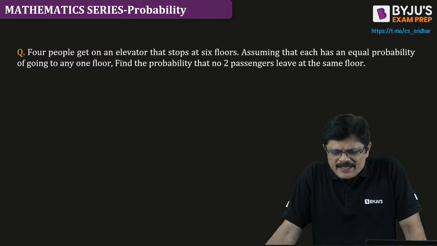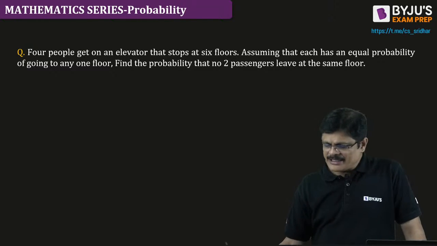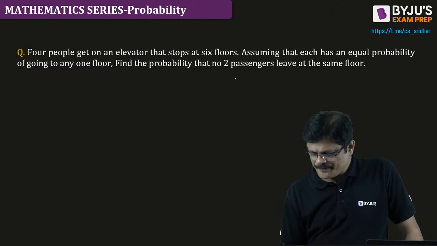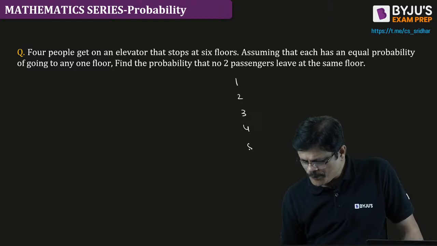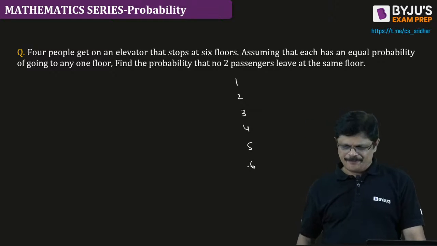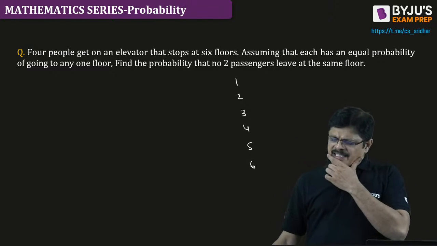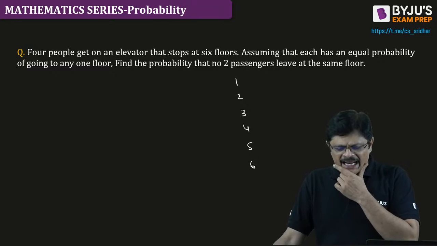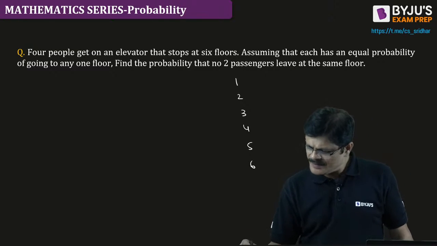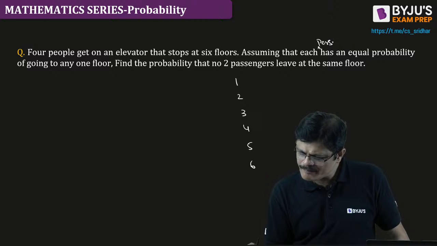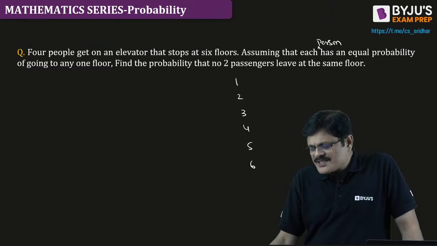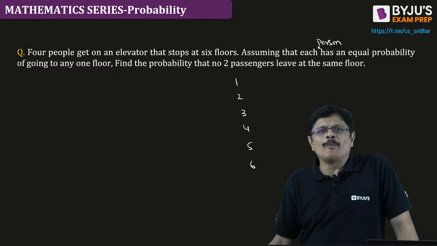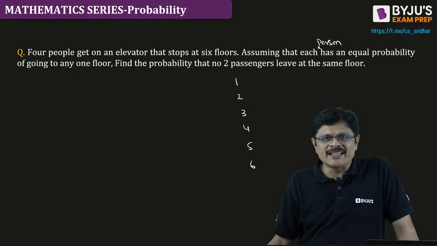4 people get on an elevator that stops at 6 floors. So we have an elevator which stops at 6 floors: 1, 2, 3, 4, 5 and 6. Assuming that each person has an equal probability of going to any one floor, find the probability that no 2 passengers leave at the same floor.